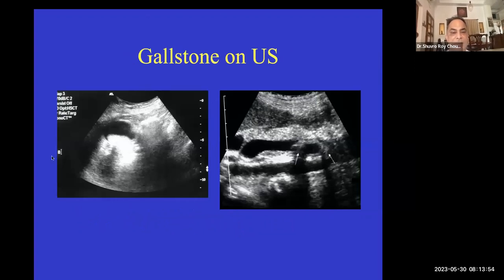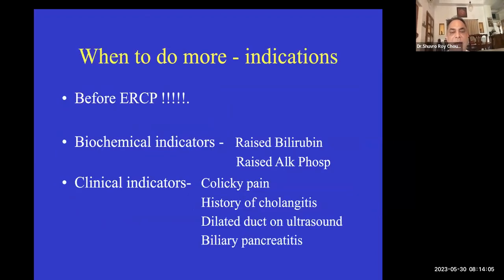So a typical example of gallstone on ultrasound: you can see the stone, and it typically will cause an acoustic shadow, right? That is the reason why you would call it a stone. So ultrasound is a basic test to detect a gallstone.